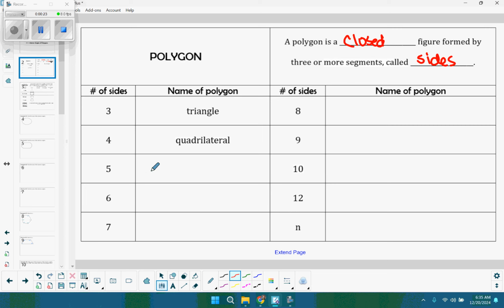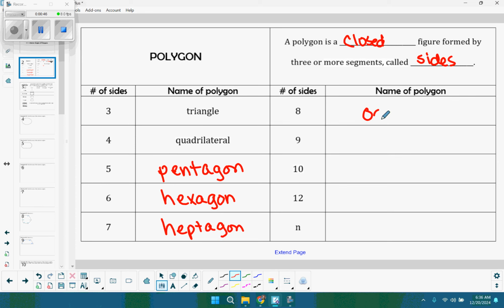So 5 sides, this is where it starts to look like a polygon, is a pentagon. So the penta means 5, and the agon stands for our polygon. So 6 is hexagon. There's a few versions of 7, but we're going to use heptagon. 8, like an octopus, is an octagon. 9 is nonagon. 10, like a decade or a decimal, is a decagon.